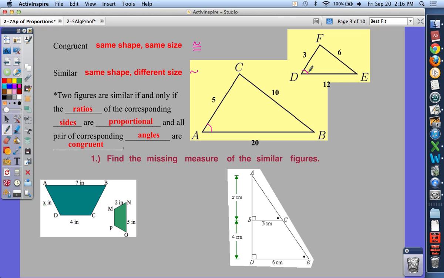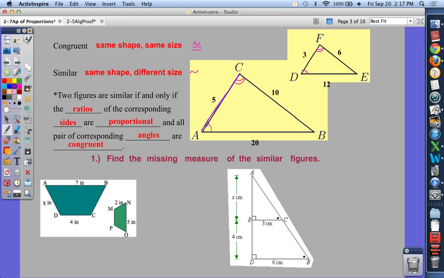Those two correspond to each other. They have exactly the same measure. Angle C is going to be congruent to angle F. They're corresponding angles, and angles are congruent in similar figures. But the side lengths are not congruent. They should be proportional. So when I look at this picture, AC, this side, corresponds to what side over here?